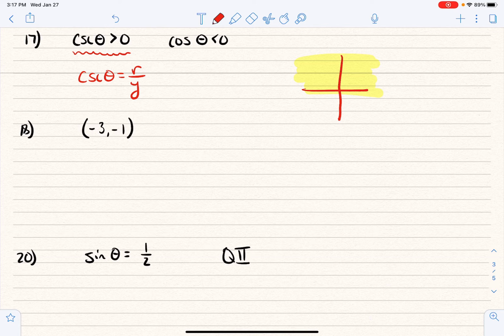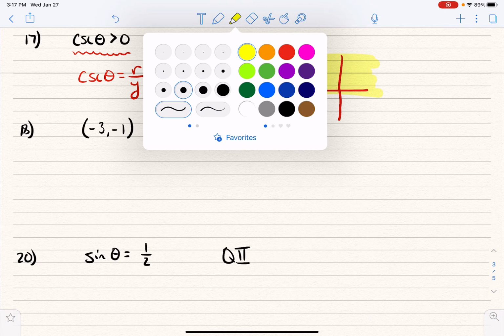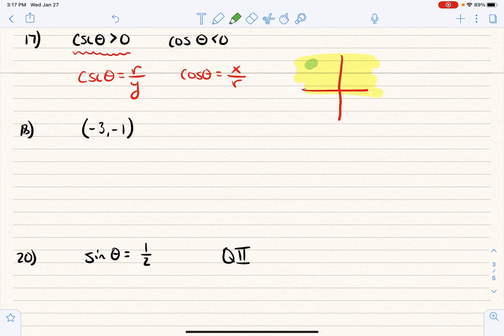And then we look at the second part. What about cosine theta less than 0? Cosine theta is x over r. So if that's negative, the part that would be negative is the x. And so x is negative over here. So where do those two overlap? They overlap right there.